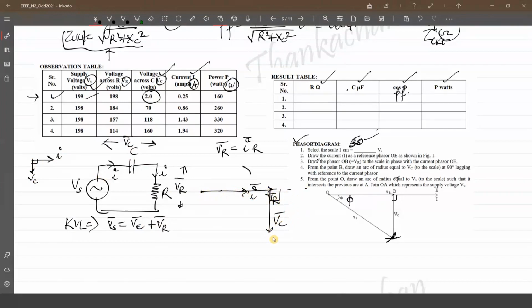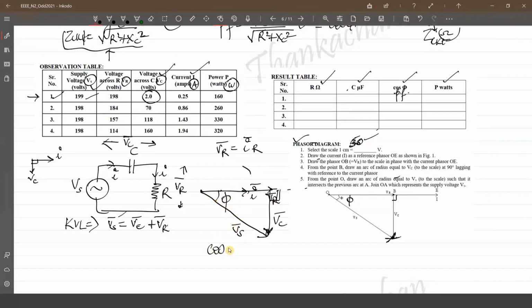So what we have is VC plus VR, this phasor plus this phasor. I have told you a phasor is similar to a vector. So this phasor and this phasor, VR plus VC, should be equal to how much? VS. So this phasor will be equal to your VS phasor. The angle between VC and VR is 90 degrees, and this angle is nothing but your angle phi.